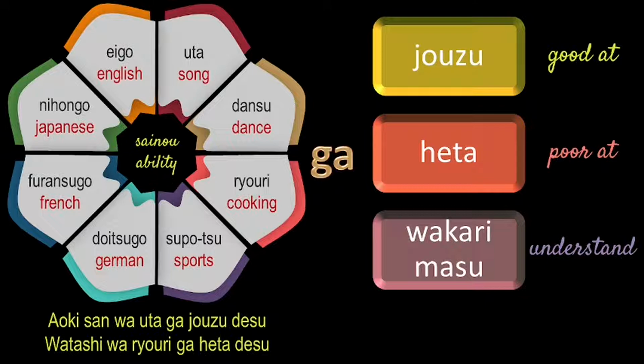Let me give you another example. Eigo means English language and wakarimasu means to understand. Now, to say Mr. Kim understands English, in Japanese it will be Kim-san wa eigo ga wakarimasu.